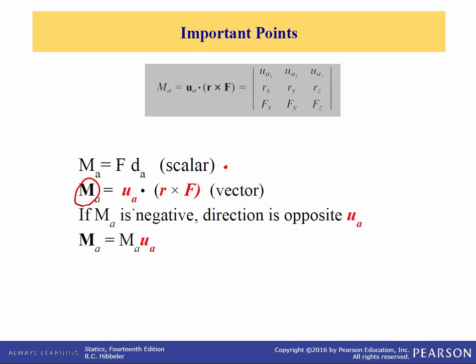So the magnitude of the moment is equal to the unit vector along the axis in question dotted with the r cross F vector. Now remember, r goes from any point along the axis A to any point along the line of action of the force F. If M sub A is negative, its direction is opposite that of u sub A. If it's positive, its direction is the same. And if you want the moment as a vector, you can take the scalar from this equation and multiply it by the unit vector in the A direction.